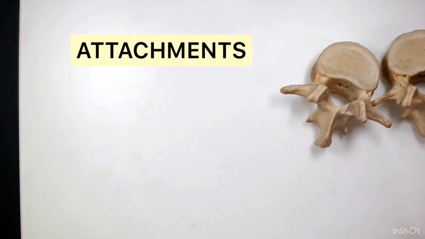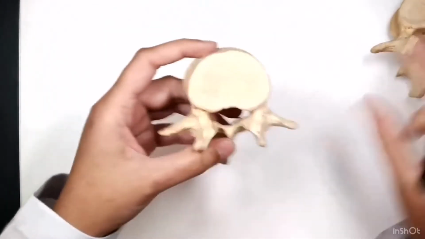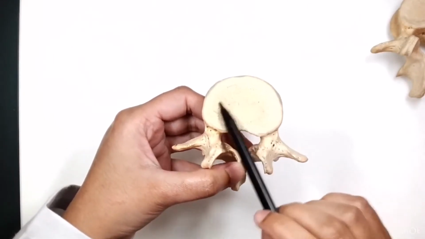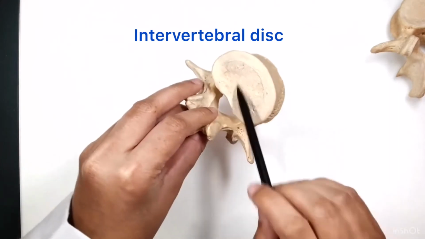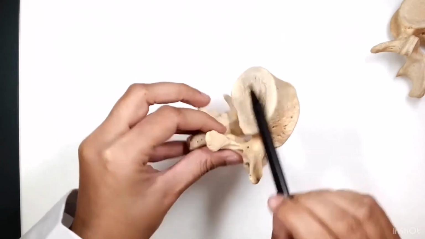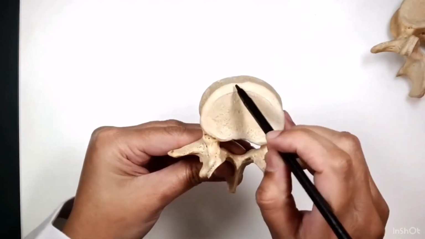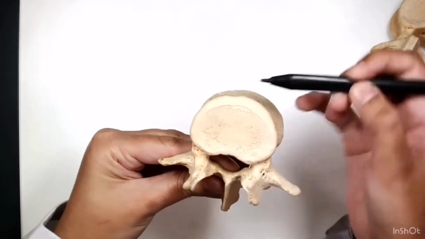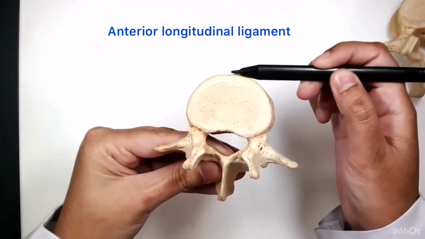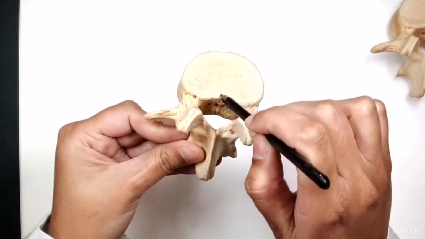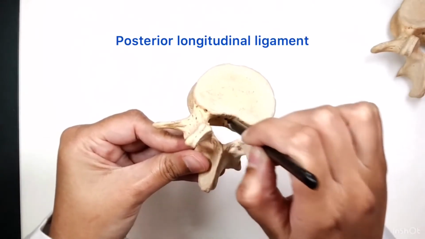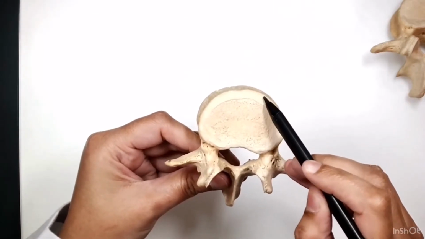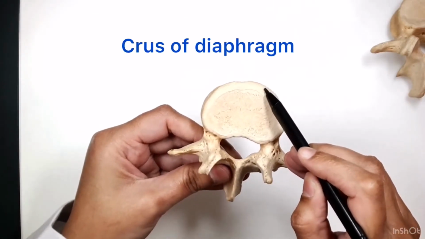Now coming to the attachments. The superior surface gives attachment to an intervertebral disc, and on the inferior surface also there is an intervertebral disc. The next is on the anterior part of the upper and lower border of the body, there is attachment of anterior longitudinal ligament, and posteriorly there is attachment of posterior longitudinal ligament. Just lateral to this anterior longitudinal ligament, there is attachment of crus of diaphragm.